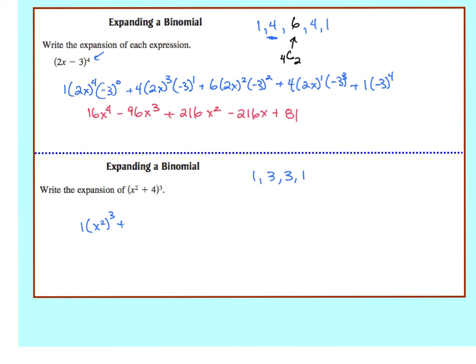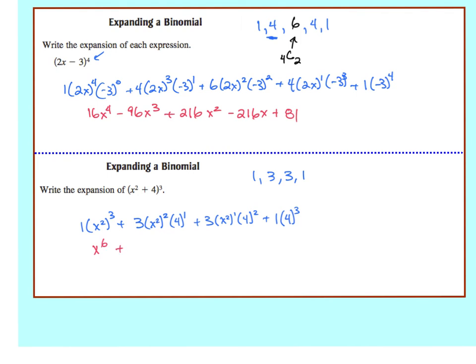And then plus 3 times x squared to the power of 2, and then 4 to the power of 1. And then plus 3 times x squared to the power of 1, 4 to the power of 2. And then plus 1 times 4 to the power of 3. And then we just have to simplify it a little bit. What is x squared to the power of 3? x to the 6th. When you have a power to a power, you multiply. So this is x to the power of 6.